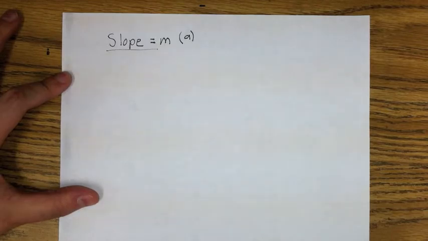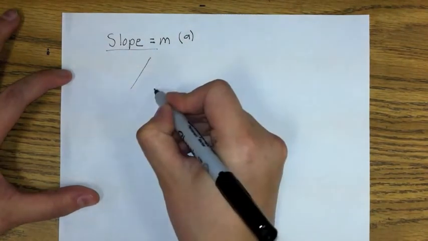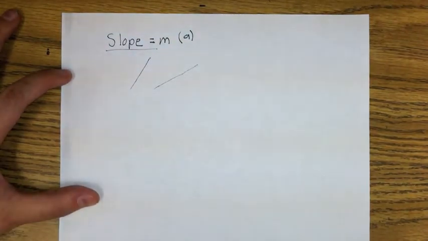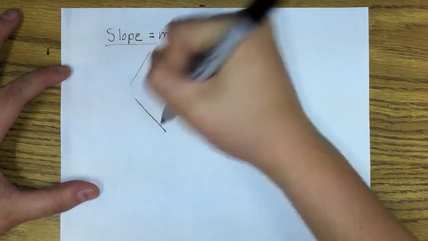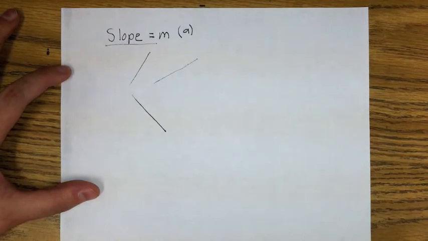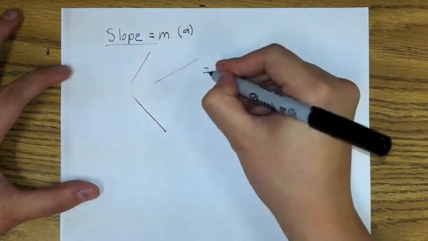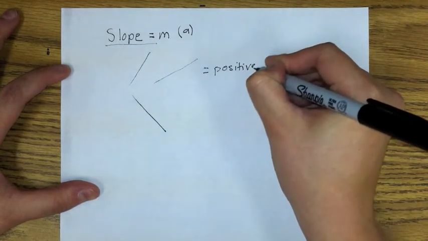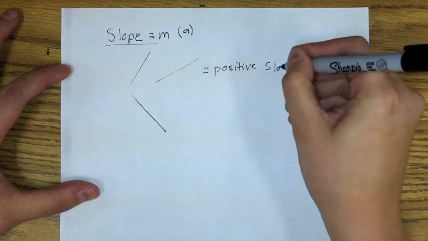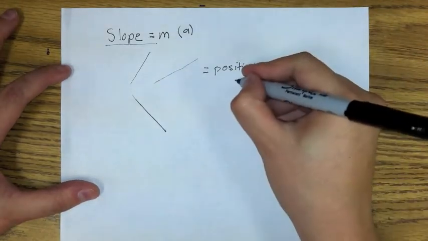Is it really steep? Does it slightly go up, so something like this? Or is it something like this, where it's not that steep? Let's go the opposite way. What if it's going like that? The lines like this, we call those positive slope. Why do you think it's positive? Well, because look, it's like it's going uphill. So that's a good way of remembering it.